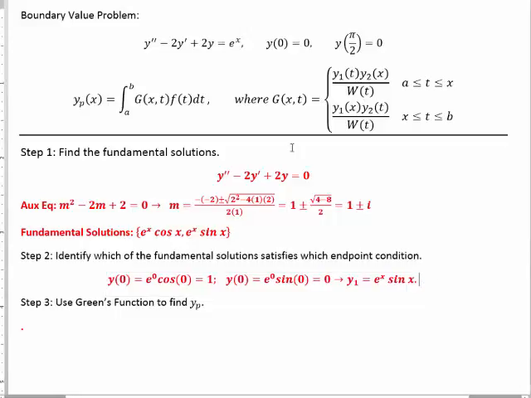And just to verify, we should check that. So let's take a look at this and let's say, okay, that didn't work out for us, so let's cross it out.